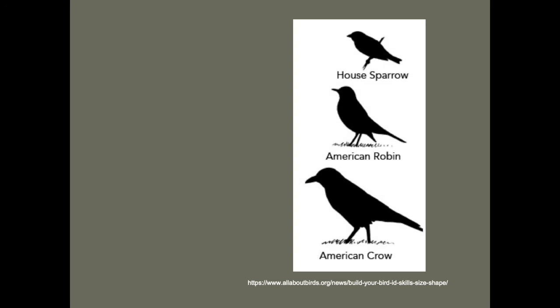The next thing we're going to be looking at is size. To find out a bird's size, we just try to figure out how big the bird is that we're looking at. Birds don't stick around for long, so you can't really get an exact size. Instead, you can try comparing it to other common birds.